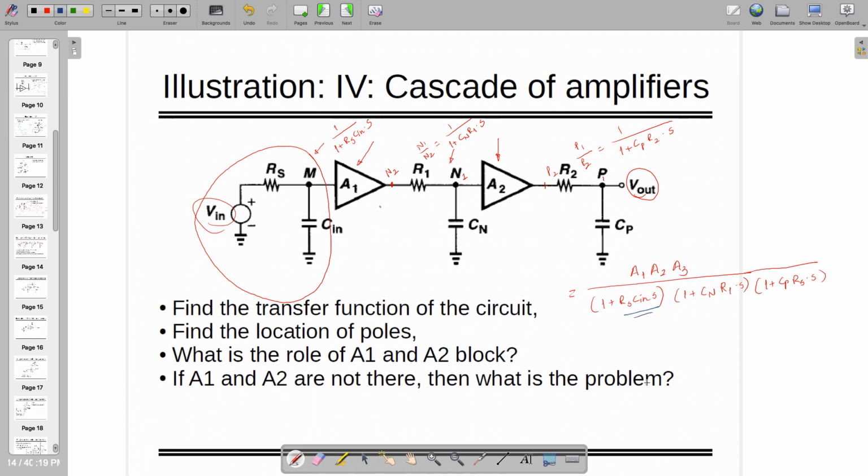One is available at minus 1 by Rs C in radian per second. One is available at minus 1 by R1 Cn radian per second, and minus 1 by Cp times R2 radian per second. So now the role of A1 and A2 is just to make sure that, if A1 and A2 are not there, what can happen? You cannot write down straight away that 1 by rest of the pole location, because one stage is going to load the next one. So these locations will not be at the same place. Those are going to change the place.